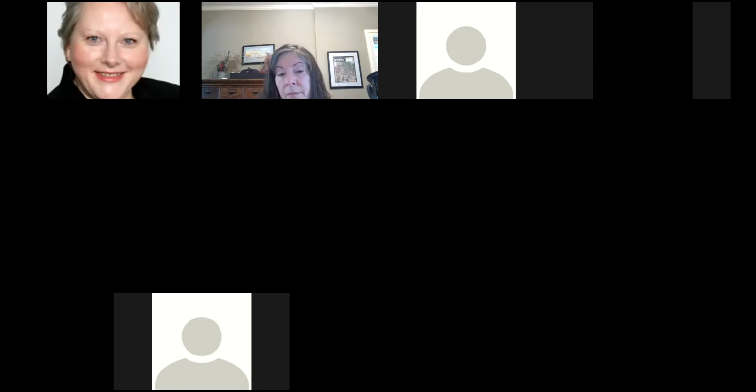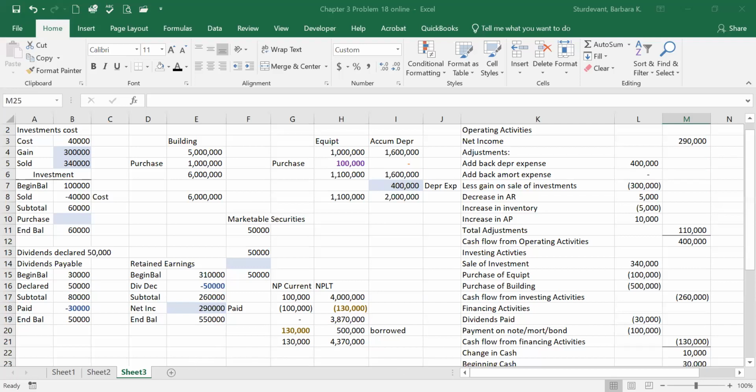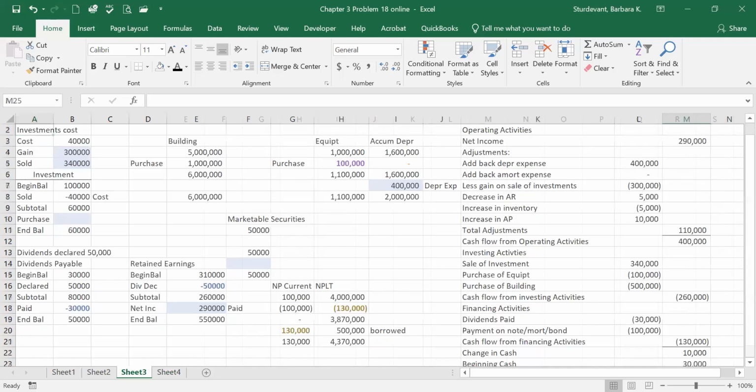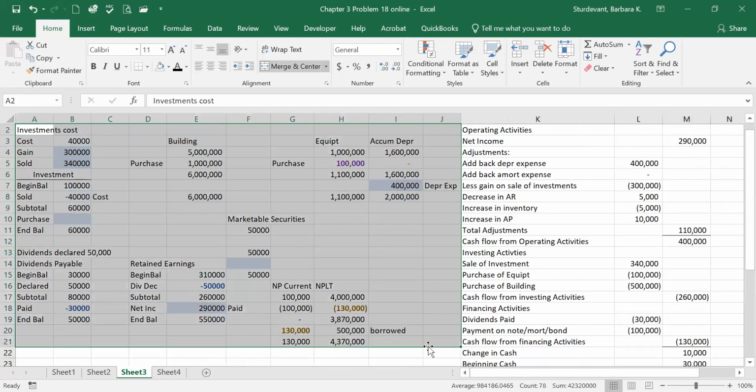Let me get back to a share screen. Let me get back in my stuff. Set up a new sheet. And let's look at the additional information for 20. So we have investments first. Cost 10 were sold for 15.